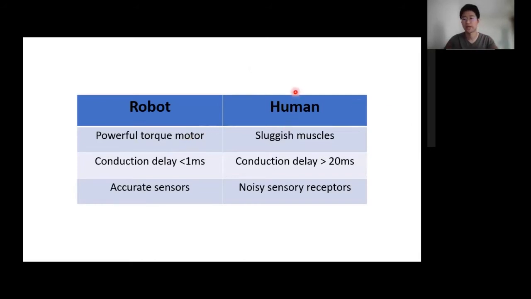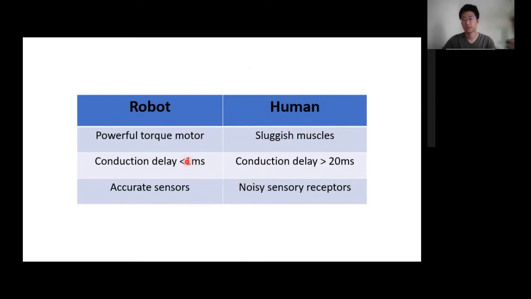But in humans, we have muscles. Muscles are soft. What stimulates muscle is neurons, as we will see later. If we give a neural input to the muscle, it generates force very slowly. That's why we see these sluggish muscles. And the question is how we control these sluggish, soft muscles to produce so many fast and complex movements. The second aspect is about conduction delay.